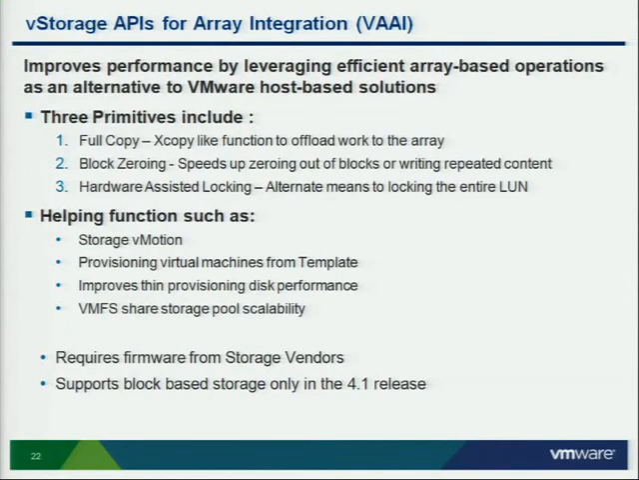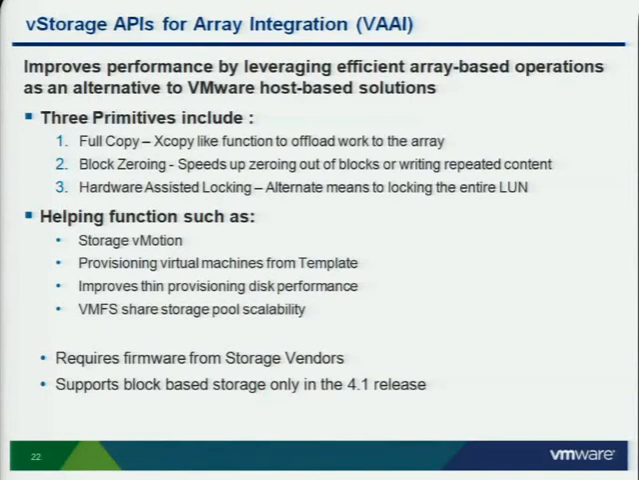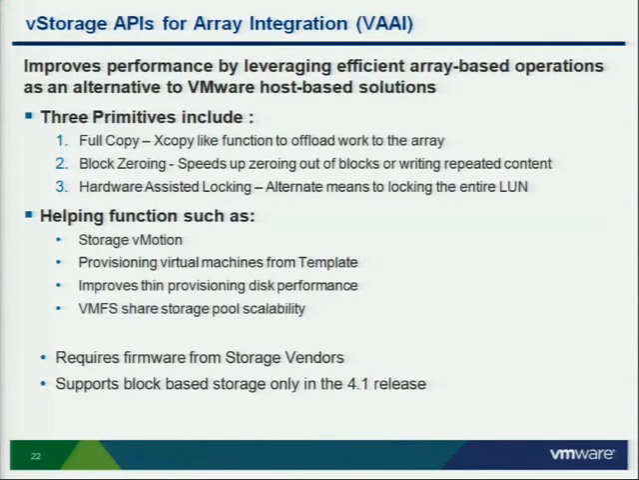We're taking certain I/O-intensive things and allowing the array to do it because it can do it more efficiently and not have a lot of stuff go back and forth. Now, the 3 primitives we are supporting in the VAAI, which maybe I should start with the bottom. In the initial 4.1 release, it is block-based storage only, so iSCSI data stores and fiber channel data stores. It is under consideration for NFS data stores in a future release, but not yet statable when.